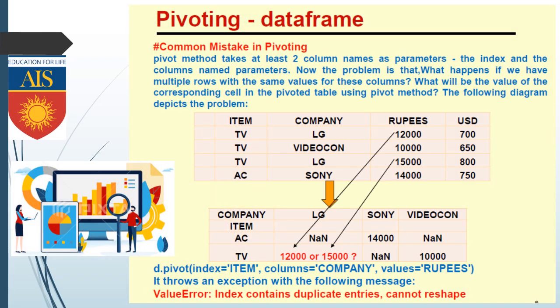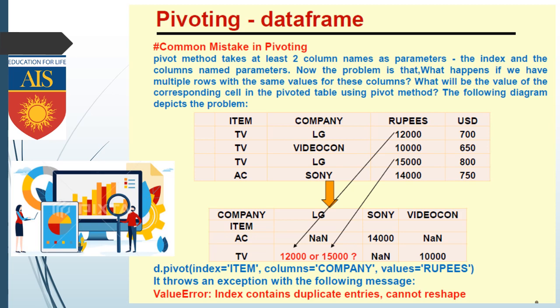Next, common mistakes in pivot. At the time of pivot we make some mistakes, so I am going to discuss them. The pivot method takes at least two column names as parameters, the index and the columns parameters. Now the problem is, what happens if we have multiple rows with the same values for those columns?